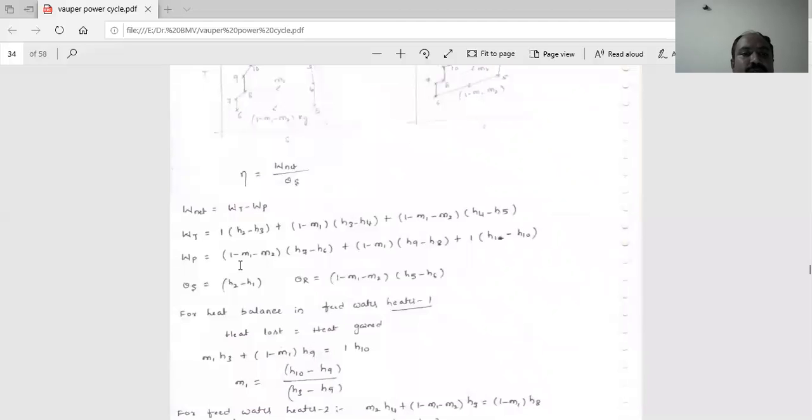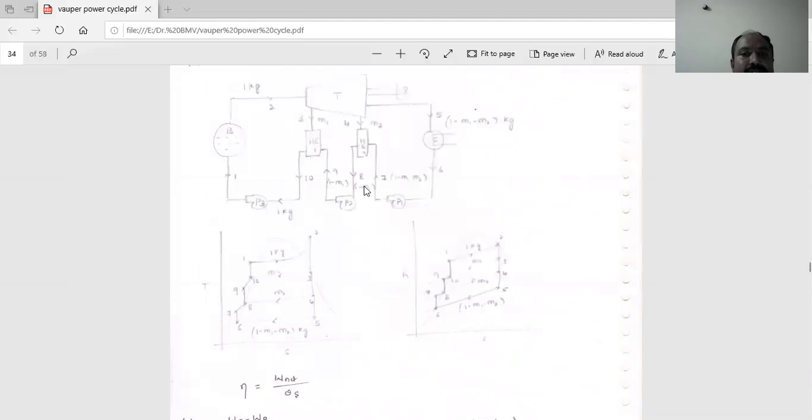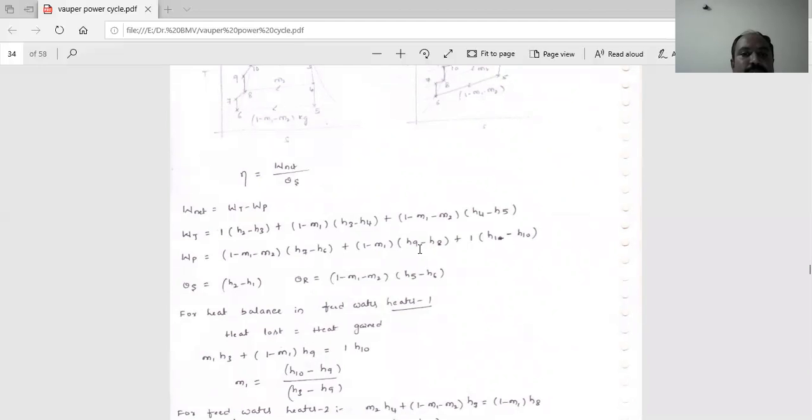Then WP, the pump work, is 1 minus M1 minus M2 into H7 minus H6, then 1 minus M1 into H9 minus H8, plus 1 into H1 minus H10. Then heat supplied is H2 minus H1. Heat rejected QR is equal to 1 minus M1 minus M2 into H5 minus H6. Then we have to concentrate on heater 1 and heater 2.